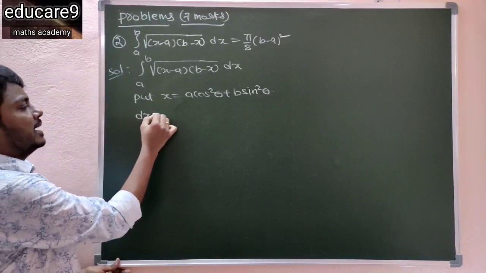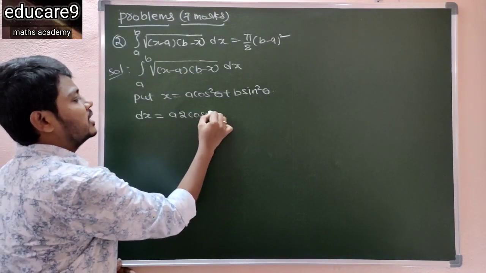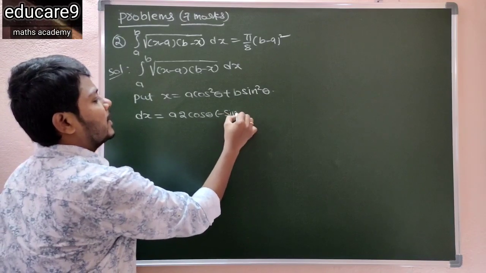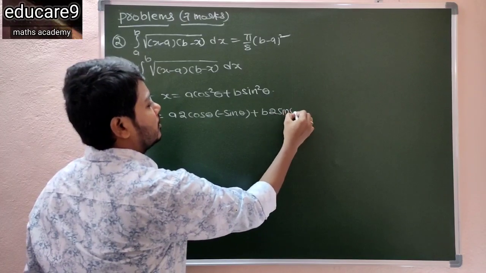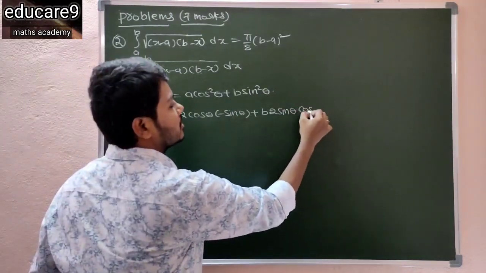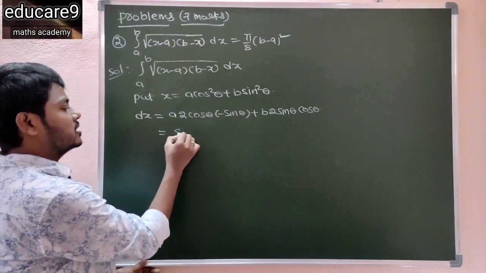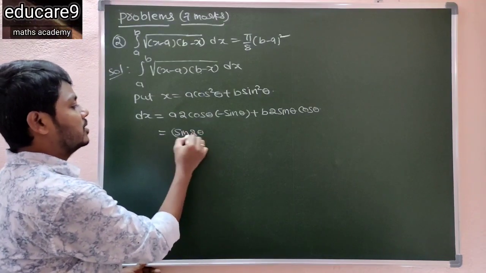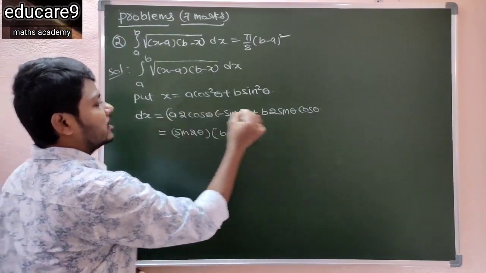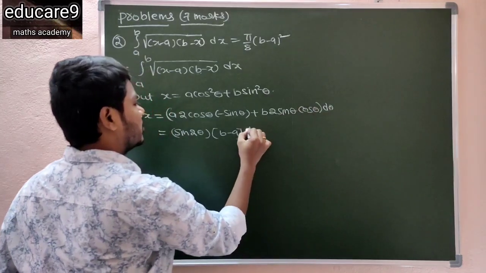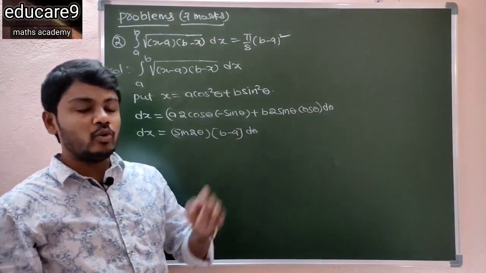You will get dx equals a into the derivative of cos square theta, that is 2 cos theta times minus sin theta, plus b into 2 sin theta times cos theta. Here 2 sin theta cos theta, that is sin 2 theta, is common. So what you get is b minus a d theta. So dx is sin 2 theta into b minus a into d theta.